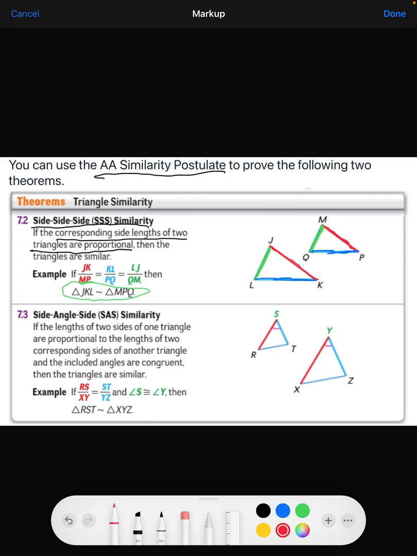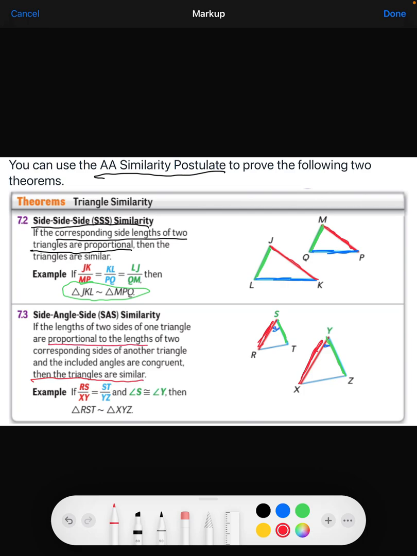In this one we have a side here, RS, XY. We have a similar angle here, S and Y, so that they're equal. And we have another side, so side, angle, side. If the lengths of two sides of one triangle are proportional to the lengths of the two corresponding sides, and the included angles are congruent, so they're equal to each other, then we can say the triangles are similar.